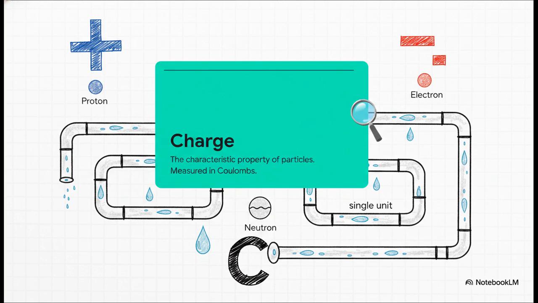All right, let's start with the very first letter in our electrical alphabet, charge. It's defined as the characteristic property of particles. Protons have a positive charge. Electrons, negative. And neutrons, like the name implies, are totally neutral, no charge. The unit we use to measure all of this is the coulomb. To picture this, imagine a single unit of charge as a single drop of water resting in a massive network of pipes. It is the absolute fundamental building block of everything we're about to talk about.